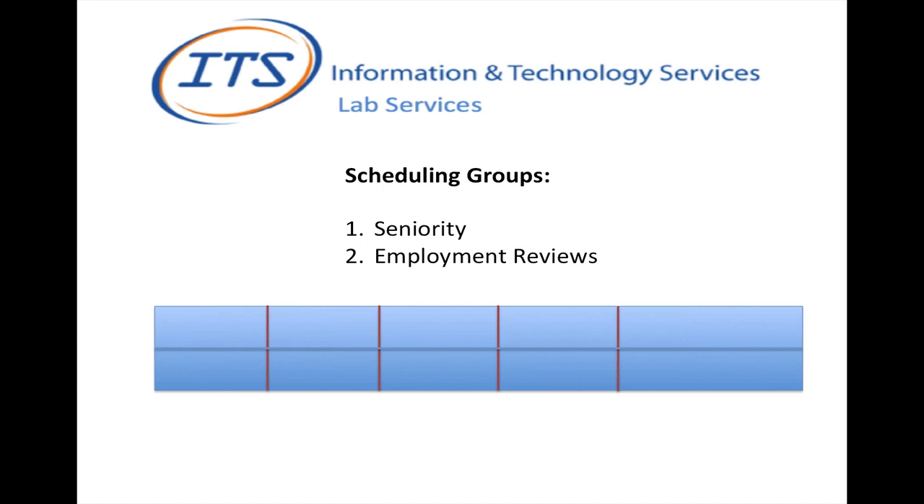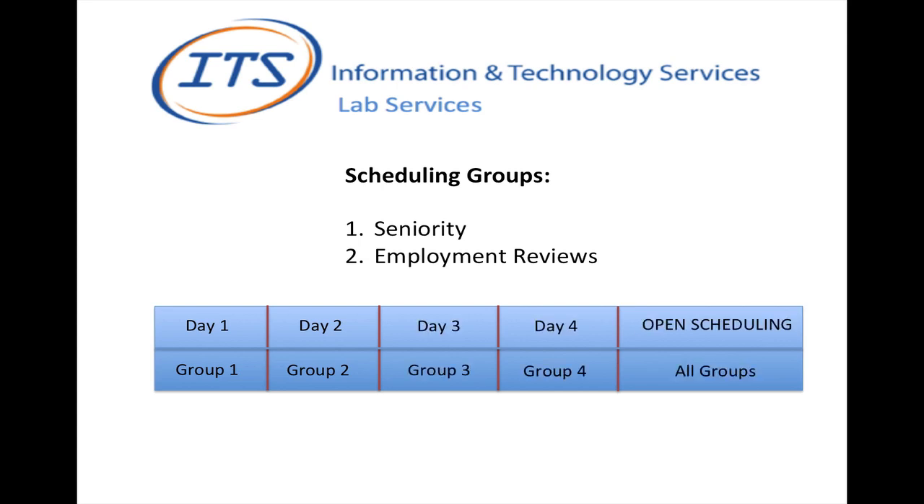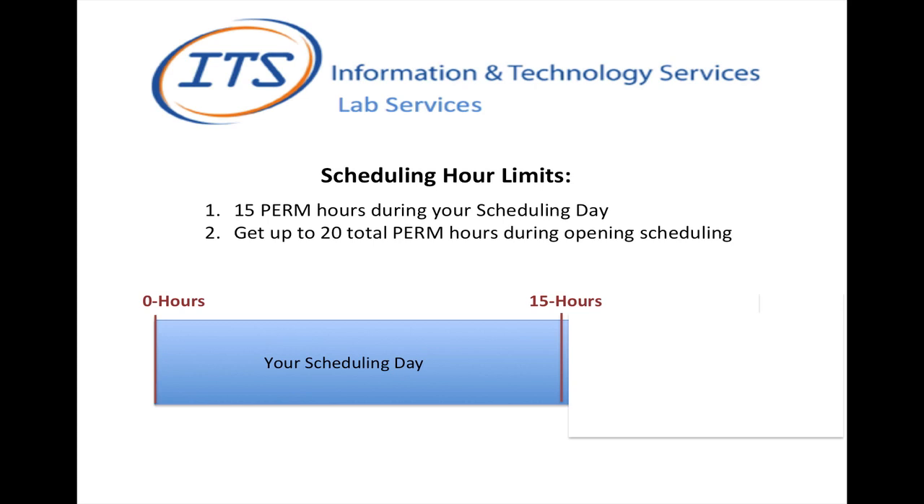Group 1 is made up of the most senior employees who schedule on day 1. Group 2 schedules on day 2, and so on. The number of scheduling groups varies from quarter to quarter. You can schedule up to 15 hours of permanent shifts during scheduling week. You can schedule perm shifts only in the labs that you are authorized for.